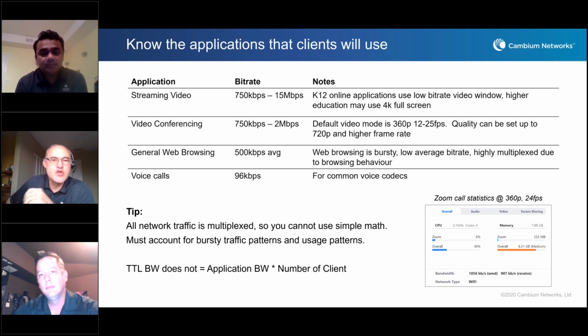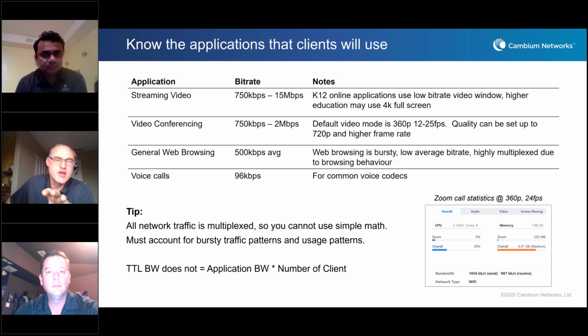So that's good to know. So understand the applications and how those applications behave under different conditions. Streaming video, again, I have a wide range here, 750 kilobits up to 15 megabits per second. So where does it fall? Where do we fall in that range?